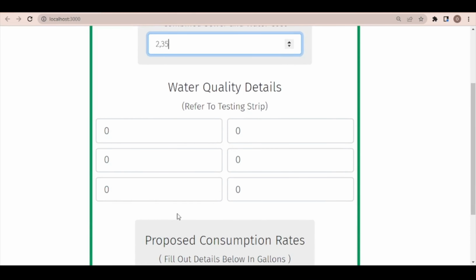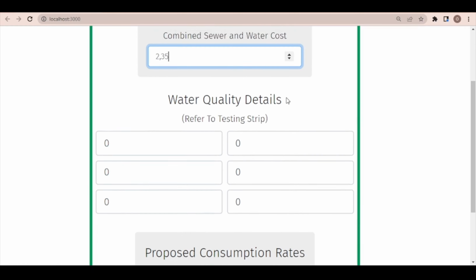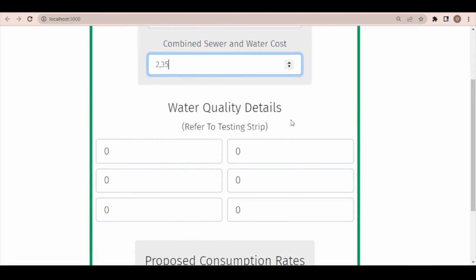To fill out the water quality details, you can use and refer to a water testing strip. Feel free to skip this step should you not require the following metadata on your report.